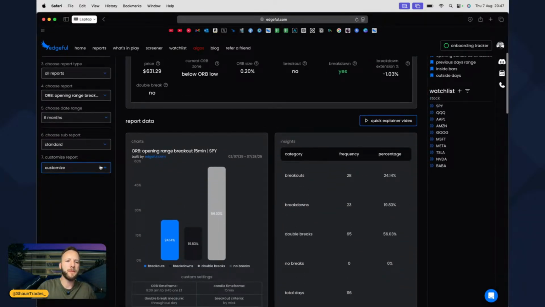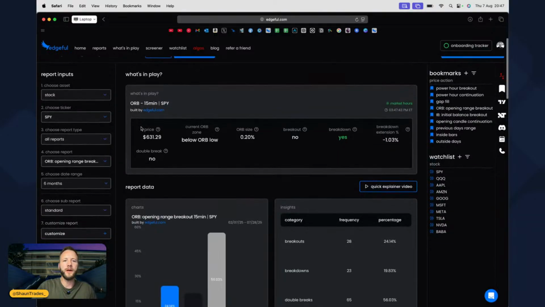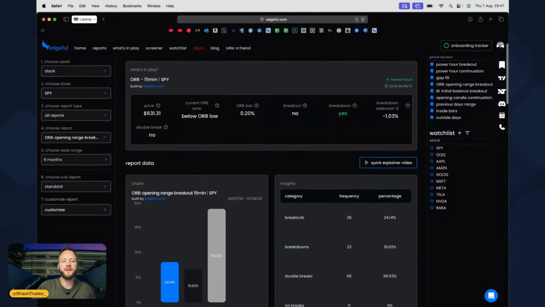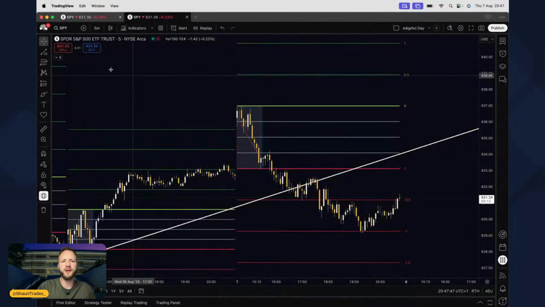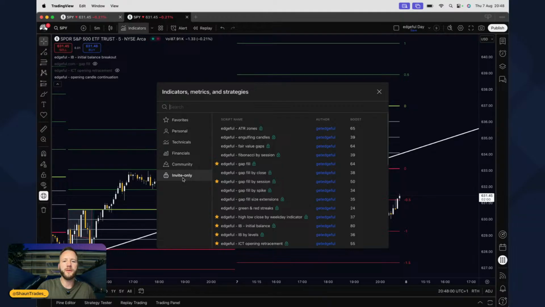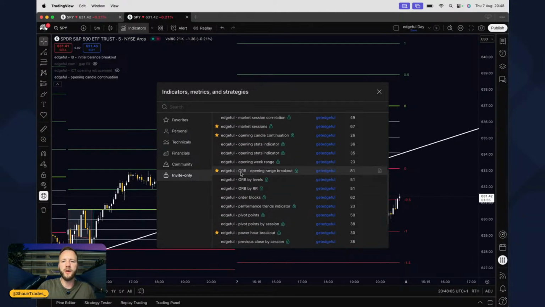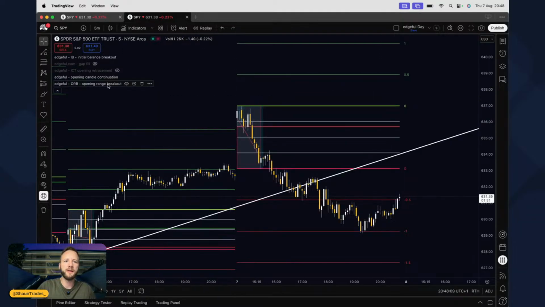Okay, yeah. So you've got ORB, 15 minutes SPY, which is the first 15 minutes of trading. I don't know if I have this on the chart though. No. But I can get it on the chart. Let's get rid of that. Indicators, as I mentioned before, so you get all of these ready to go. And you've got ORB, opening range breakout. Select that. It comes on the screen there. Let's get rid of all of these so we can see what we're looking at.